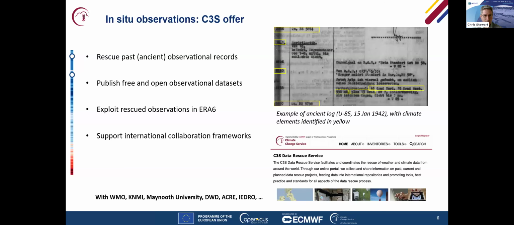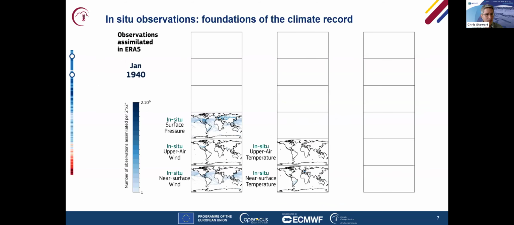So basically, the data rescue service facilitates and coordinates the rescue of weather and climate data from all over the world, from different sources. So from old ship logs, for example, that are not digitized. And through our online portal, we collect and share this information and feed it into international repositories that promote tools, best practice and standards for all aspects of this rescue process.